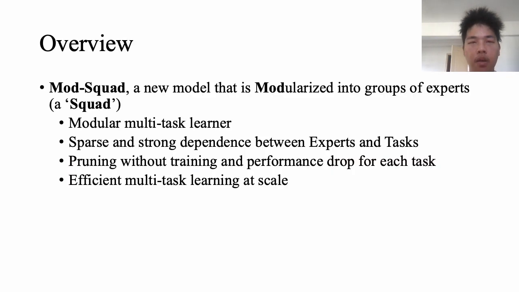set of tasks. In our paper, we first introduce a modular multitask learner. It can develop sparse and strong dependence between expert and task, and then later we show how we can utilize this property to do pruning without any performance drop for each task. We also show it is an efficient multitask learner at scale.